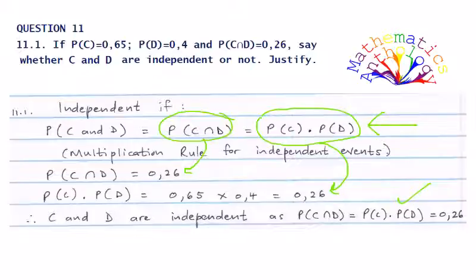So the probability of C intersecting D is given to us as 0.26. Let's work out now the probability of C times the probability of D. So the probability of C is 0.65. Let's multiply that by the probability of D, which is 0.4. That is equal to 0.26. So we can say now that C and D are independent because the probability of C intersecting D is equal to the probability of C times the probability of D. Both were equal to 0.26 there.